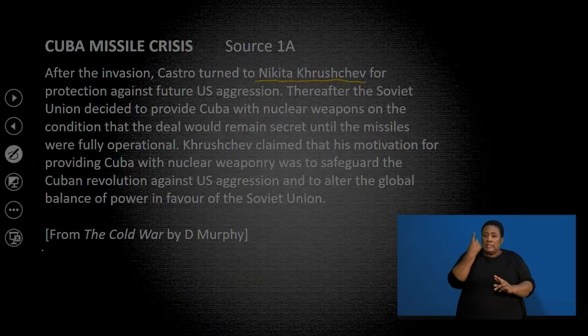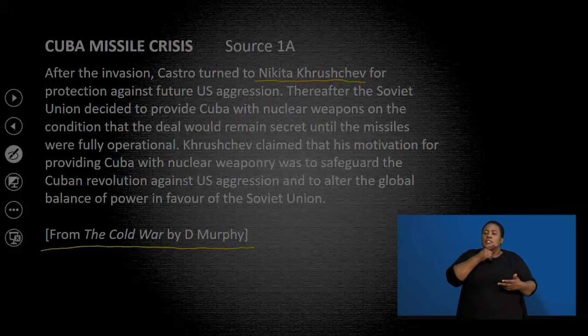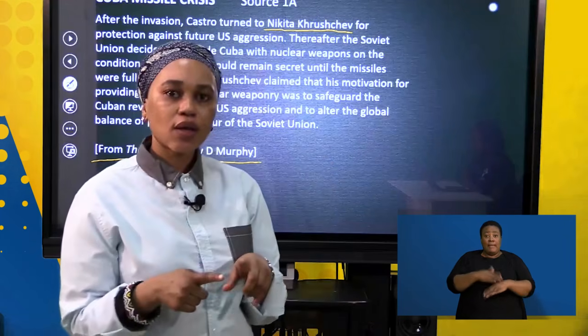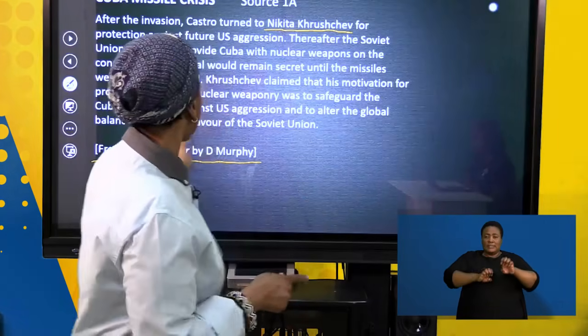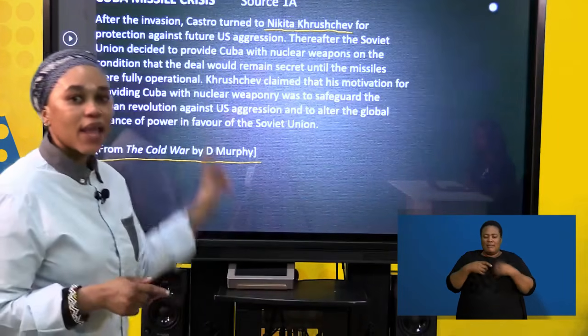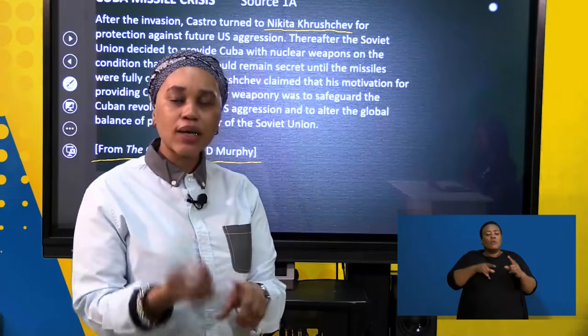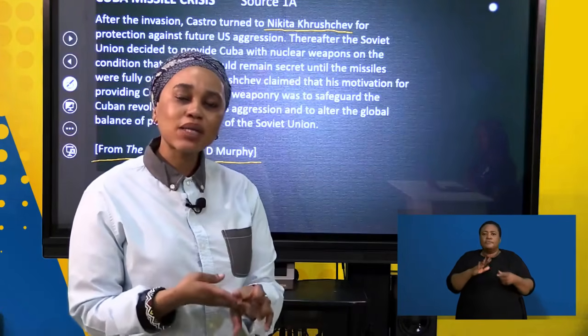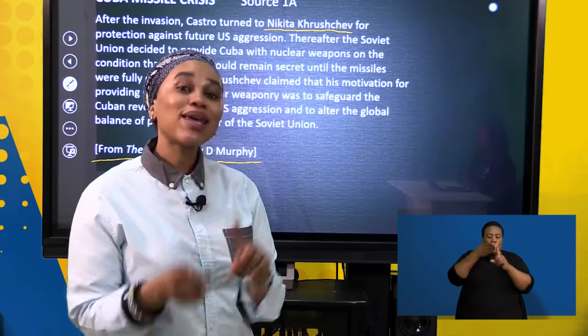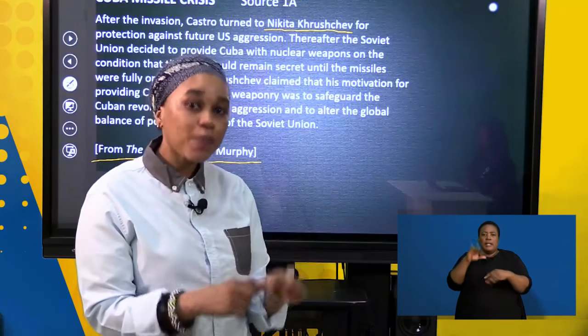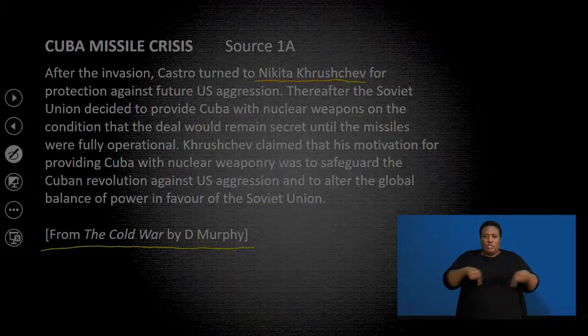At the end of the source, it tells you where it came from. Okay, so this is the book titled The Cold War by D. Murphy. Now, when you're evaluating the source, you do not need to worry about this information. The information that is going to help you give the origin, purpose, value, and limitation will be found in the actual caption. So don't worry about this.